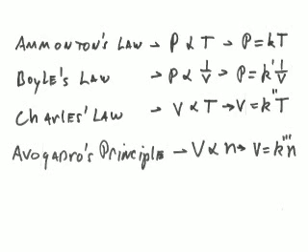But we can't just stick an equal sign in there because pressure is not the same thing as temperature. And so we're going to have to include a constant. And so Amontons' law says the pressure of the gas is a constant times its temperature. For Boyle's law, the pressure is a constant times 1 over the volume. For Charles' law, the volume is another constant times temperature. And finally, Avogadro's principle says the volume is another constant times the amount of gas.